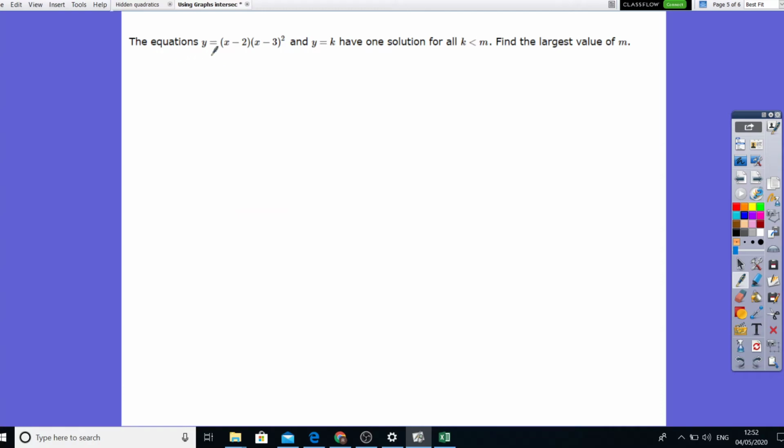Equation where y equals k has one solution for all values of k less than m. Find the largest value of m. So we've got this cubic equation, and y equals a straight line. When y equals a straight line, we just plug it in. So the largest value of m. One solution. The best way to do this is basically to plot the graph here.